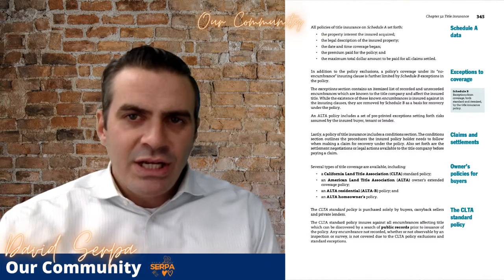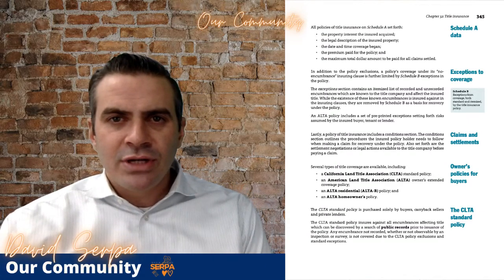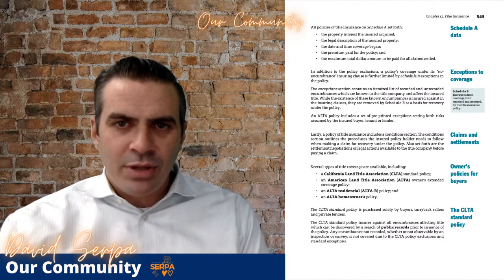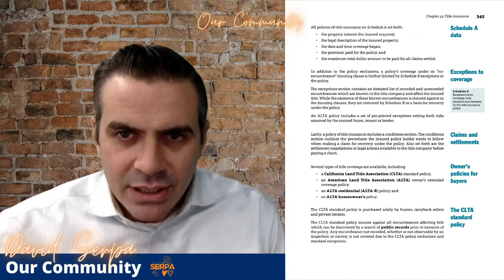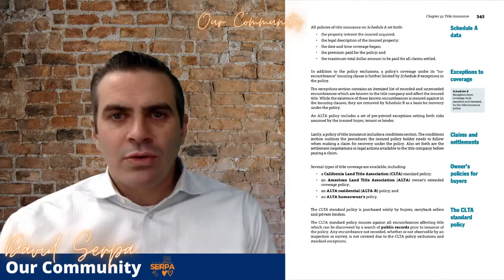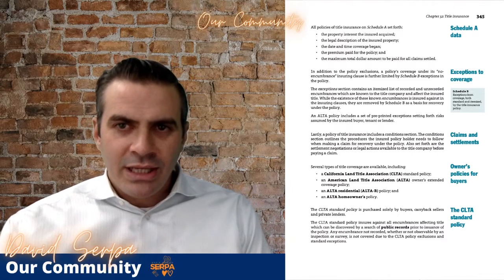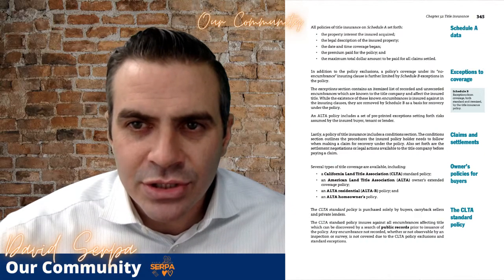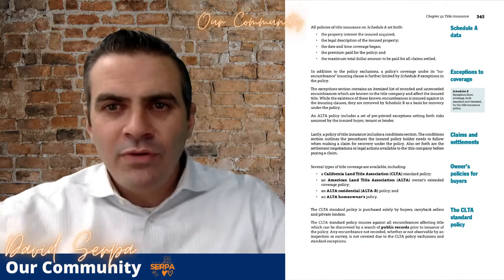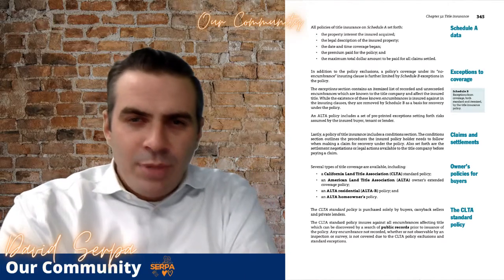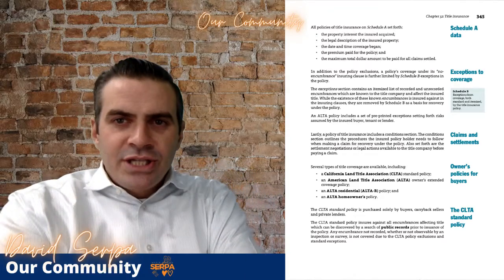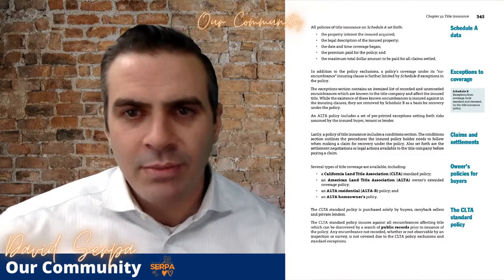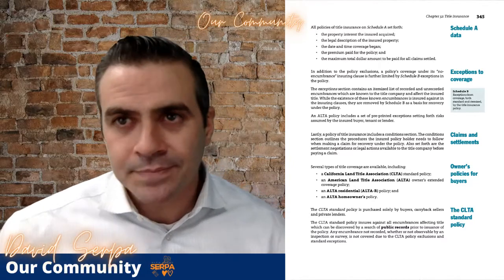Exceptions to coverage. In addition to the policy exclusions, a policy's coverage under its no encumbrances insuring clause is further limited by scheduling exceptions in the policy. The exception section contains an itemized list of recorded and unrecorded encumbrances which are known to the title company and affect the insured title. While the existence of these known encumbrances is insured against in the insuring clauses, they are removed by Schedule B as a basis for recovery under the policy. An ALTA policy includes a set of pre-printed exceptions setting forth risks assumed by the insured buyer, tenant, or lender.